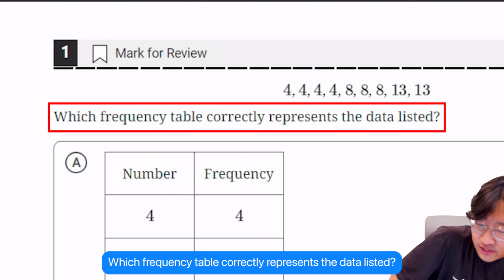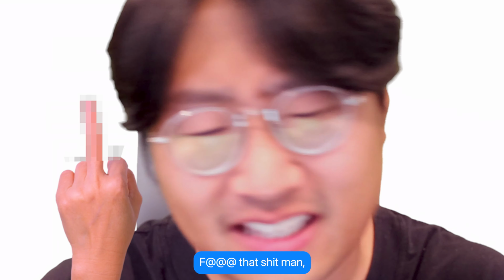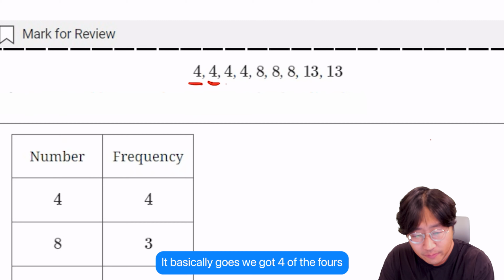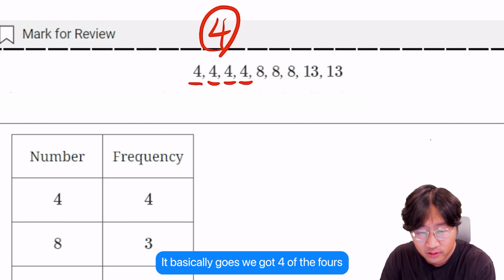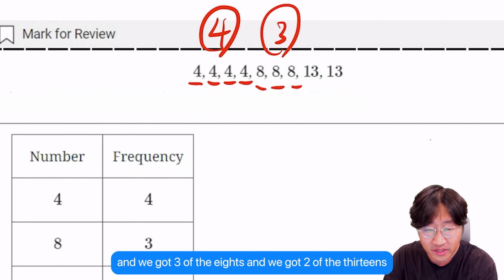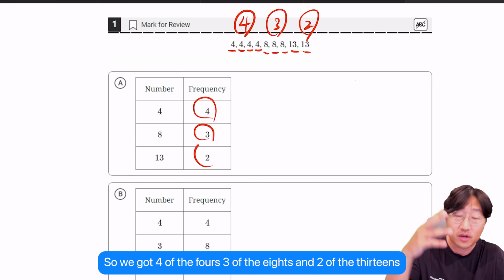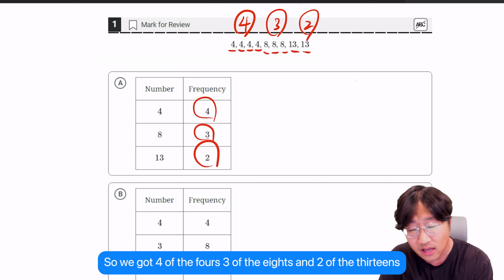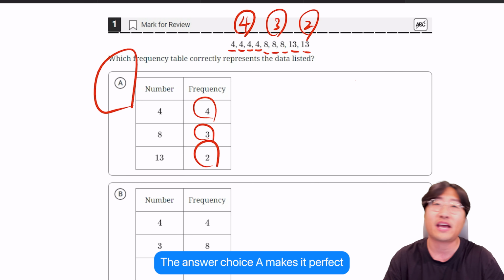Number 1, which frequency table correctly represents the data listed? You don't need to read that question. It basically goes, we got 4 of the 4s, and we got 3 of the 8s, and we got 2 of the 13s. So we got 4 of the 4s, 3 of the 8s, and 2 of the 13s. 4, 3, 2, answer choice A makes it perfect.